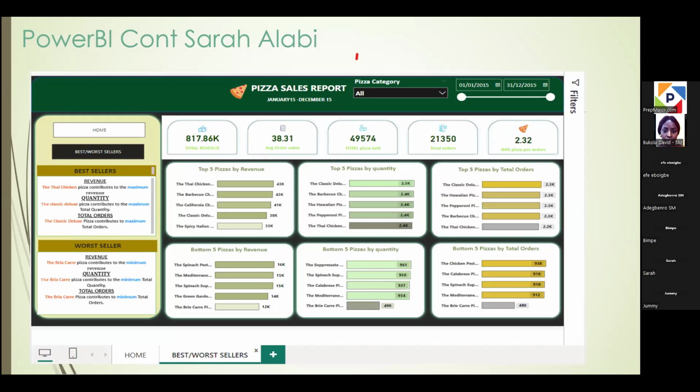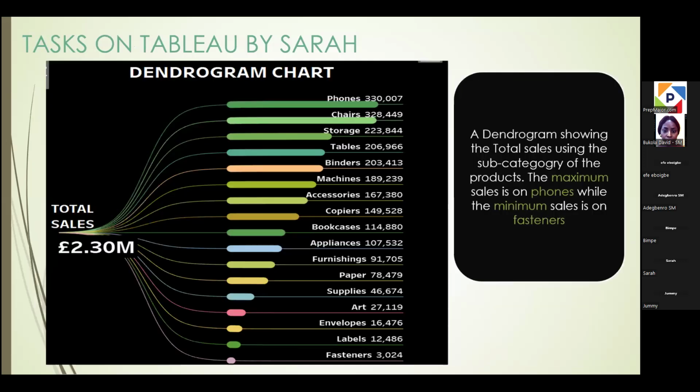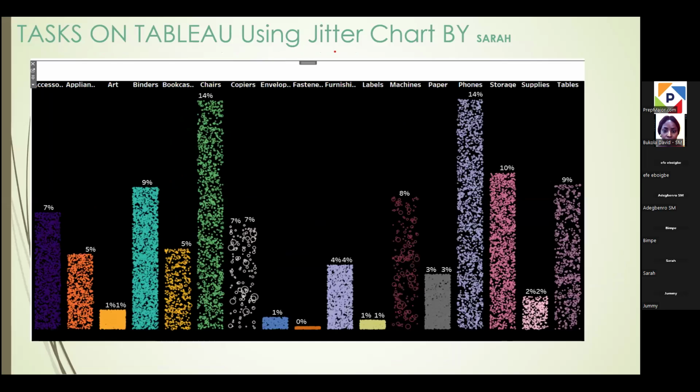Next, this is a chart on Tableau showing the total sales by subcategory of a product. The maximum sales was on phone and the minimum sales was on fastener. Then the repetition of that chart is shown in a jitter chart in Tableau too.